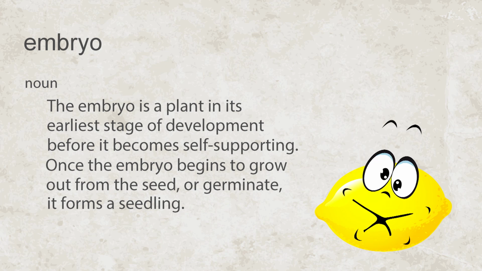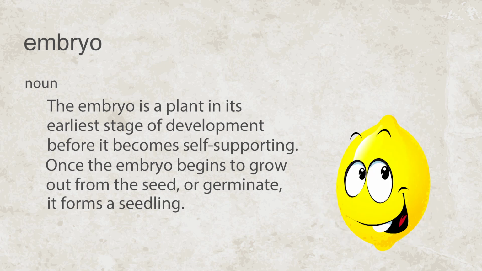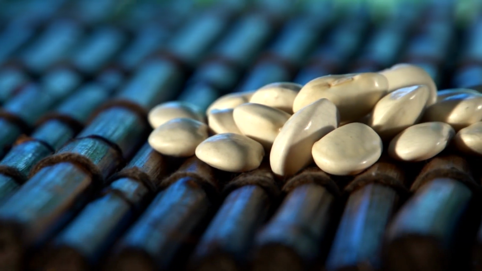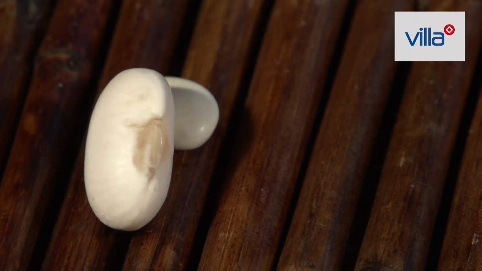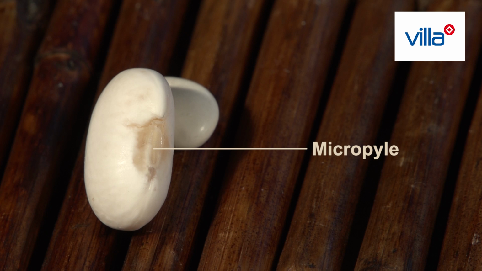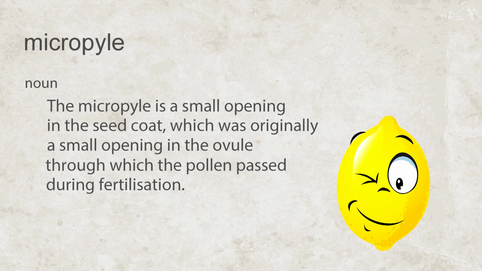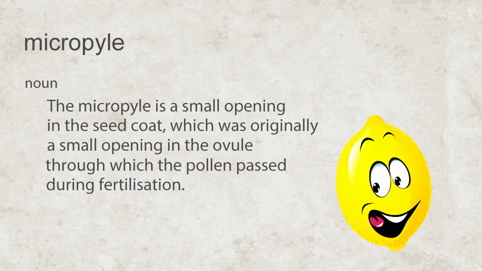Once the embryo begins to grow out from the seed, or germinate, it forms a seedling. The seed coat is the protective outer layer of a seed, and it protects the embryo from injury and from insects and diseases. There is a small opening in the seed coat, called the micropyle, through which the pollen tube passes before fertilization, and through which the radicle emerges during germination. The micropyle was originally a small opening in the ovule through which the pollen passed during fertilization.